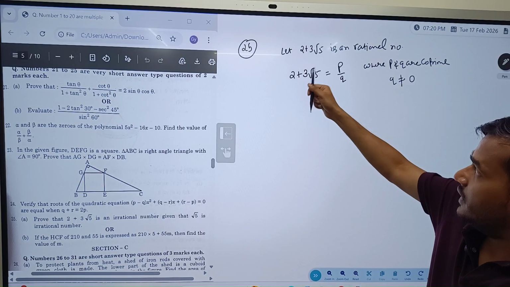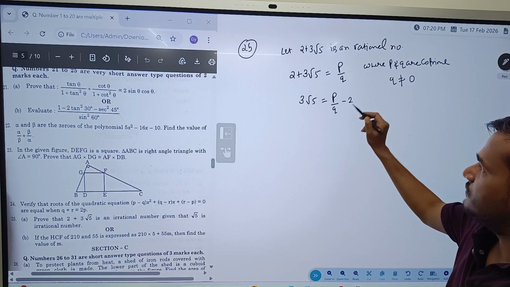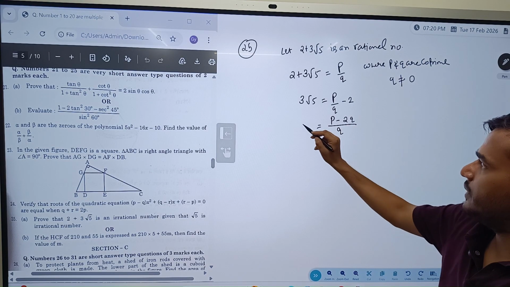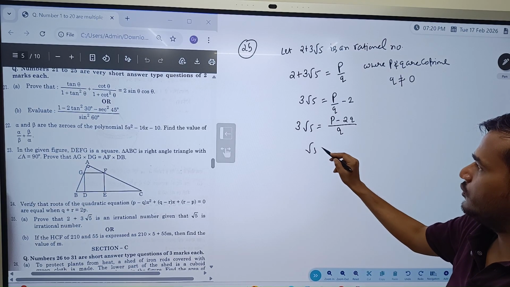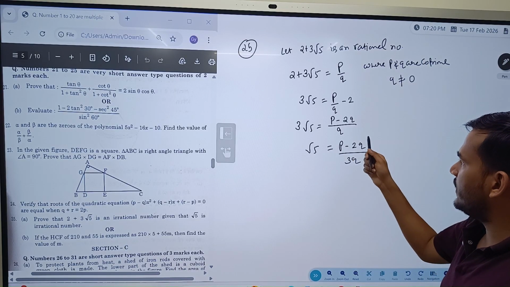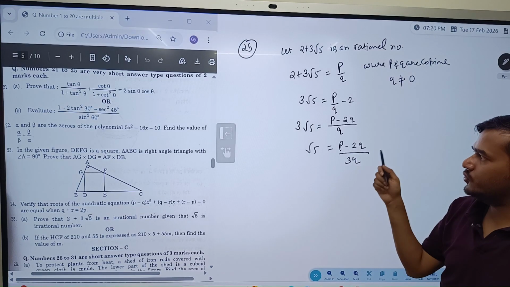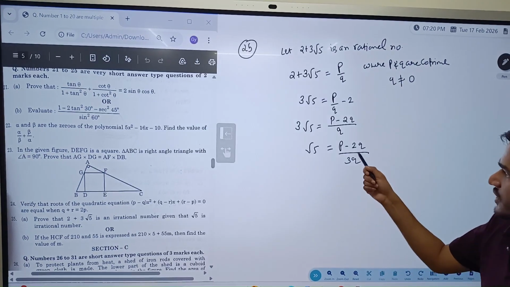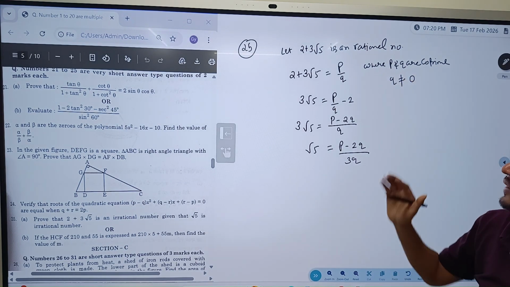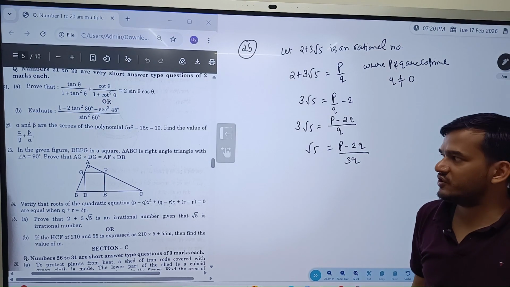So then we can take this 2 on the right side. 3 root 5 is equal to p by q minus 2. Simplifying it, p minus 2q divided by q. So root 5 is equal to p minus 2q upon 3q. Now look at this expression, p minus 2q upon 3q. See, p minus 2q is a rational number and 3q is also a rational number, because we assume p and q are co-prime and they are integers. So p minus 2q upon 3q, this is a rational number.